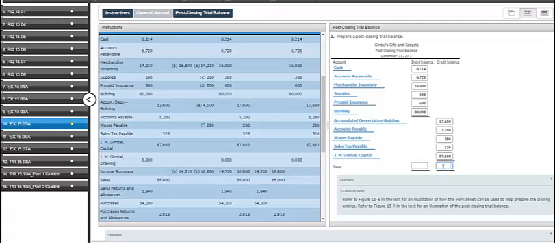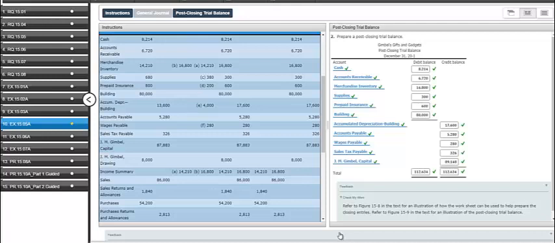Okay, so let's add these up. And we get $112,634, and we'll put that in just to see if that happens to be our balance over there as well. Check our work, and so our post-closing trial balance is in balance, so we could go on to the next year knowing that our books are ready to go.